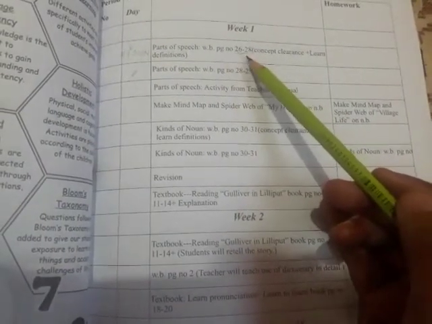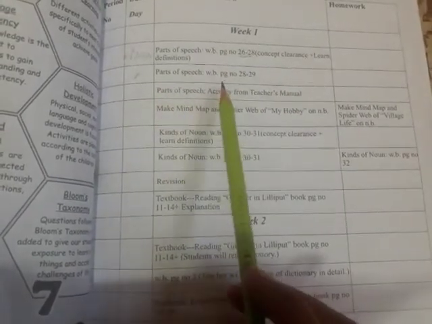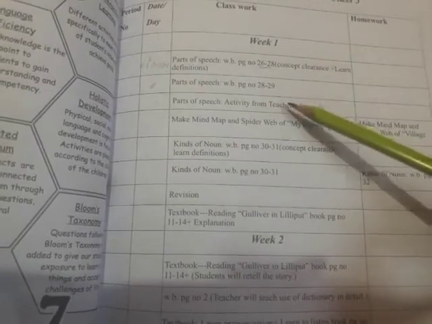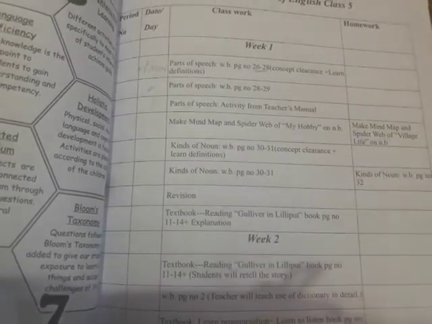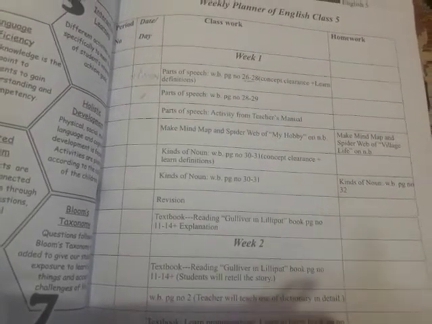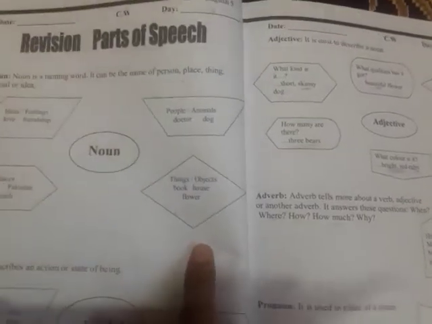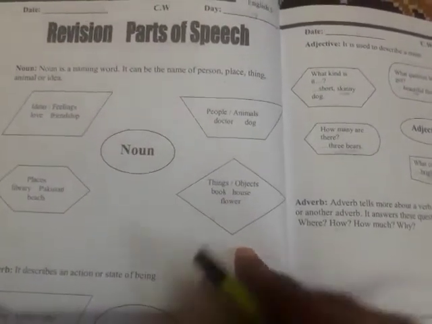The topic number 1 is parts of speech on verb book page number 26 to 28. Concept clearance plus learn definitions. Parts of speech verb book page number 28 to 29. And parts of speech activity from teacher's manual. So these 3 topics we are going to study about today. So all of you have to open your verb book page number 26. So this is verb book page number 26.